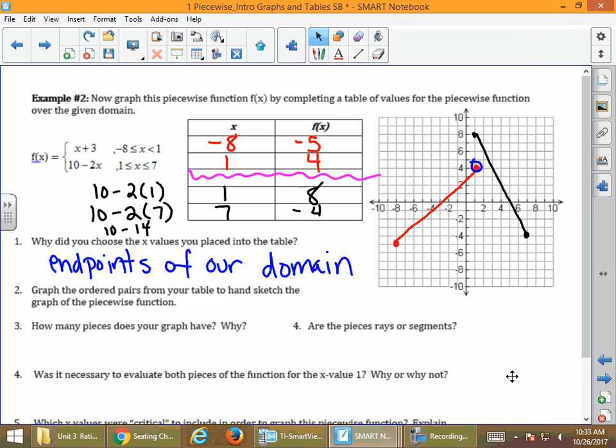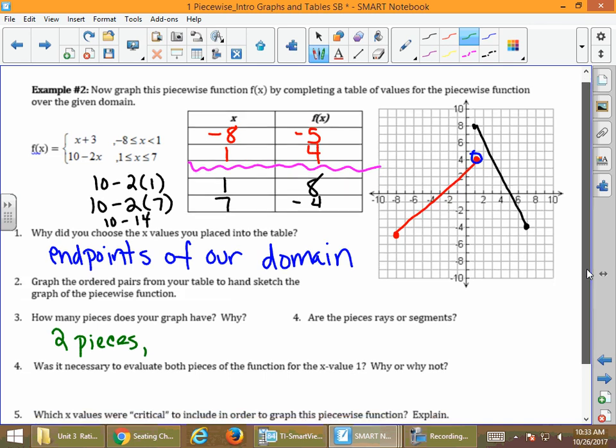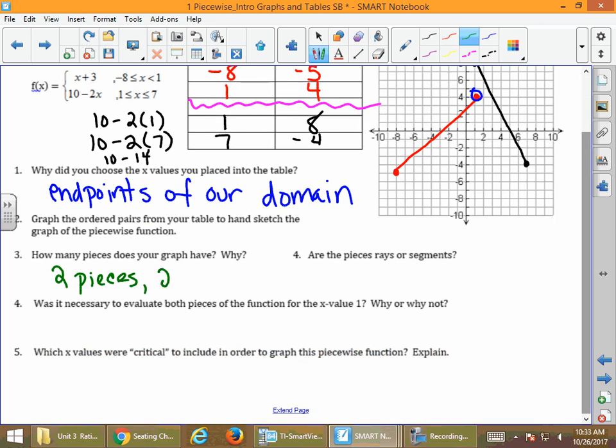How many pieces do we have? Well, once again, we have 2 pieces because we have 2 equations. Are they segments or are they rays? Well, they're segments. And they're segments because we have a starting point and an ending point.